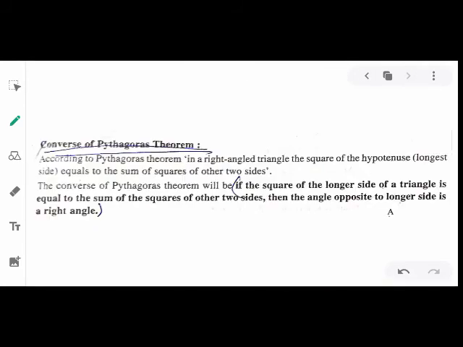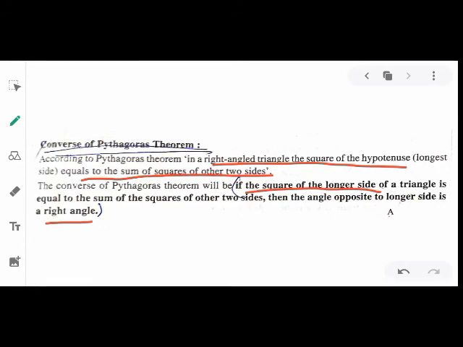Now, the converse of the Pythagoras theorem. According to Pythagoras, in a right angle triangle, the square of the hypotenuse is equal to the sum of the squares of the other two sides. The converse of the Pythagoras theorem is: if the square of the longer side of a triangle is equal to the sum of the squares of the other two sides, then the angle opposite to the longer side is a right angle.